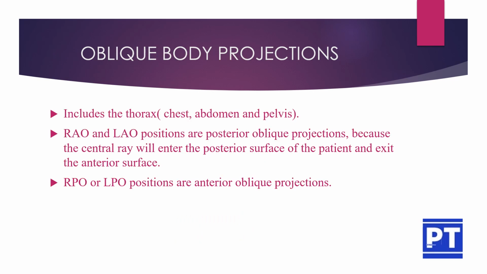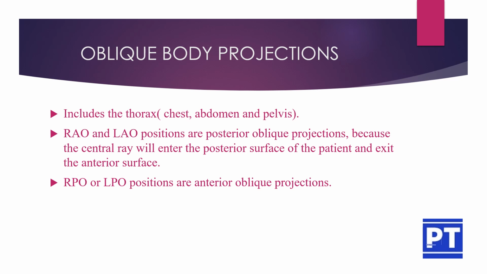Again, moving on to the oblique body projections. These include the thorax, chest, abdomen and pelvis. Right anterior oblique and left anterior oblique projections are described this way because the central ray will enter the posterior surface of the patient and exit the anterior surface. Then oblique projections are described in some other way.